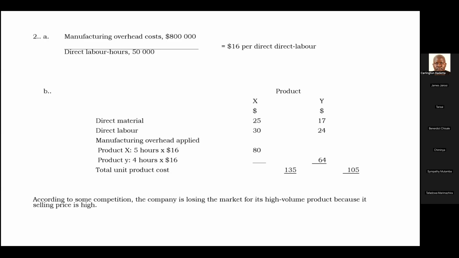Remember when I said that the definition of a cost is made up of labor, materials, and overheads. So we have got direct materials there and then direct labor. And then we have now calculated $16 per direct labor hour, which means that product X for 5 hours times $16 gives us 80 as the overheads. Product Y, 4 hours times $16 gives us $64. So below there, you see the total unit product cost. X is 135.